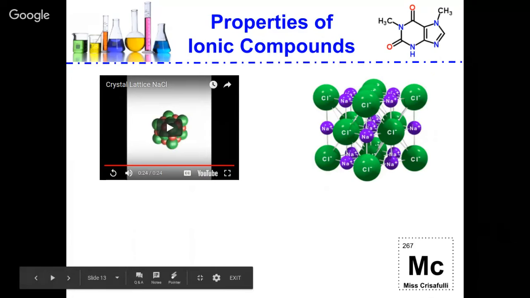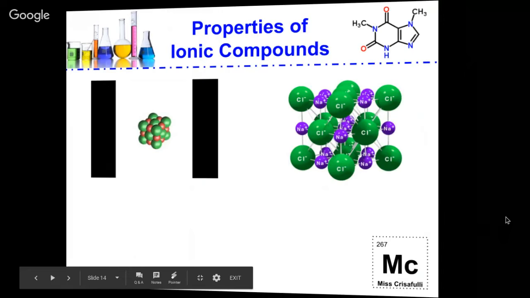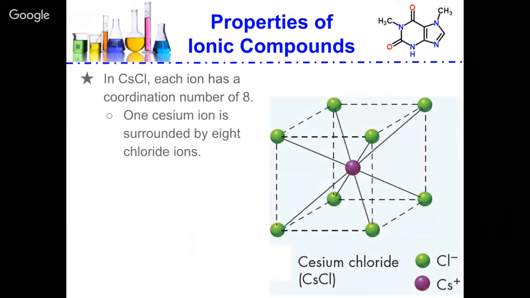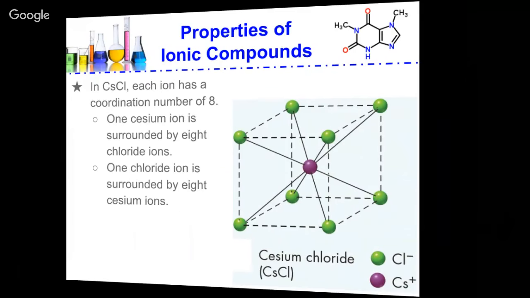So, if we were to look at some other examples, for example, cesium chloride, each ion has a coordination number of 8 because one cesium ion is going to be surrounded by 8 chloride ions, and one chloride ion is going to be surrounded by 8 cesium ions.